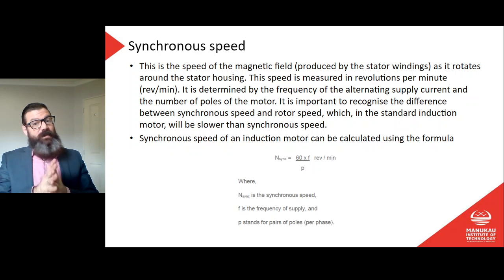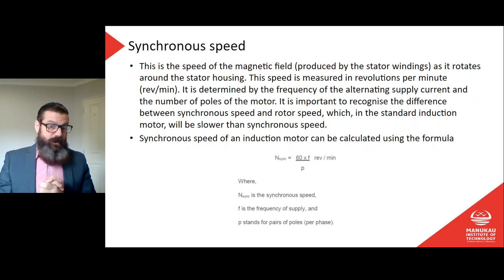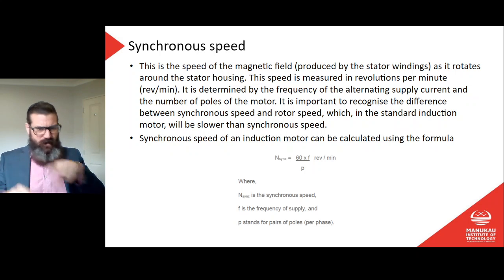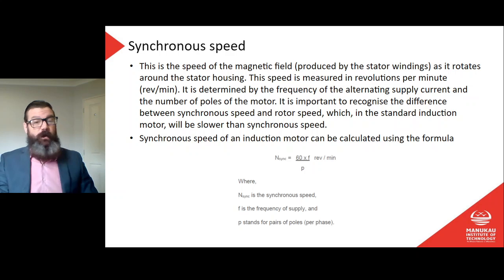It's important to recognize the difference between synchronous speed and rotor speed, which in the standard induction motor will be slower than synchronous speed. That is exactly what I said 2 minutes ago, that the rotor speed will never be quite the same speed as the speed of the rotating magnetic field. That rotating magnetic field will always be faster. So the rotating magnetic field, also known as synchronous speed, is the theoretical speed of the motor, but it's not the real speed of the motor. If you saw a motor that said 1500 revs per minute, that would be synchronous speed.